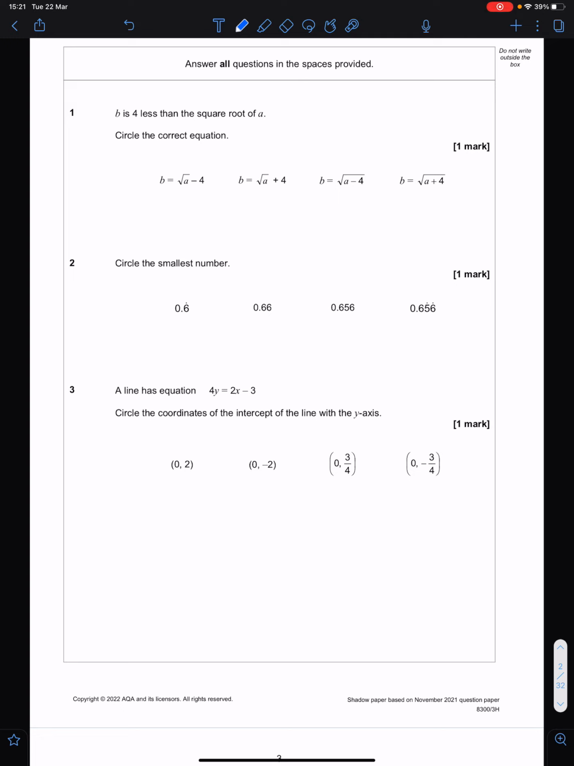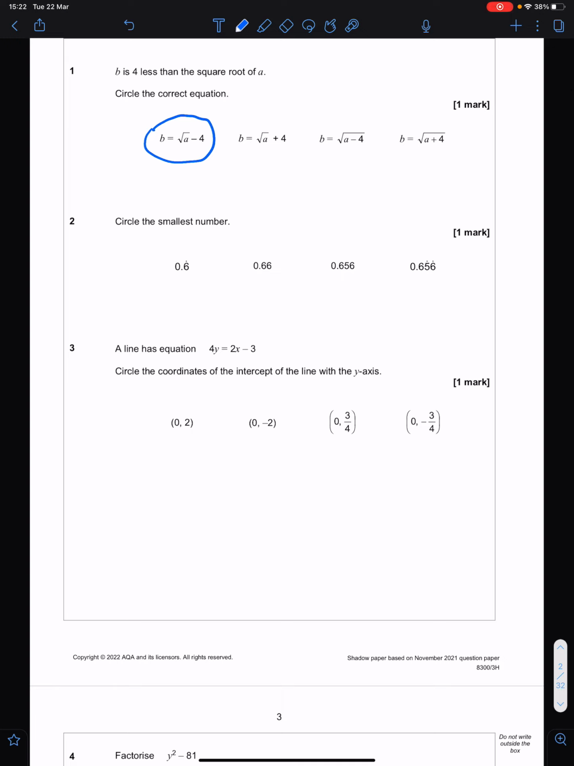So, the first question is saying b is 4 less than the square root of a, and circle the correct equation. Okay, so 4 less than the square root of a. So we need to establish what the square root of a is. Well, that's just root a. And then 4 less is to take away. So it's going to be this option over here.